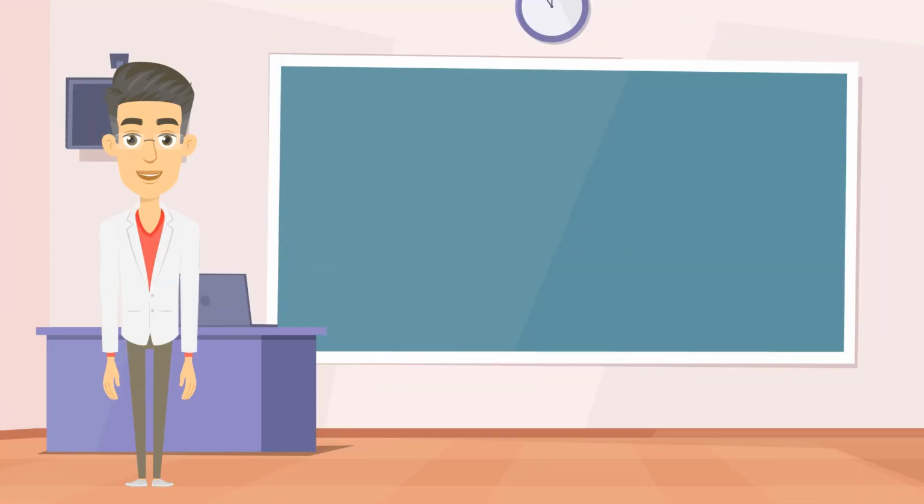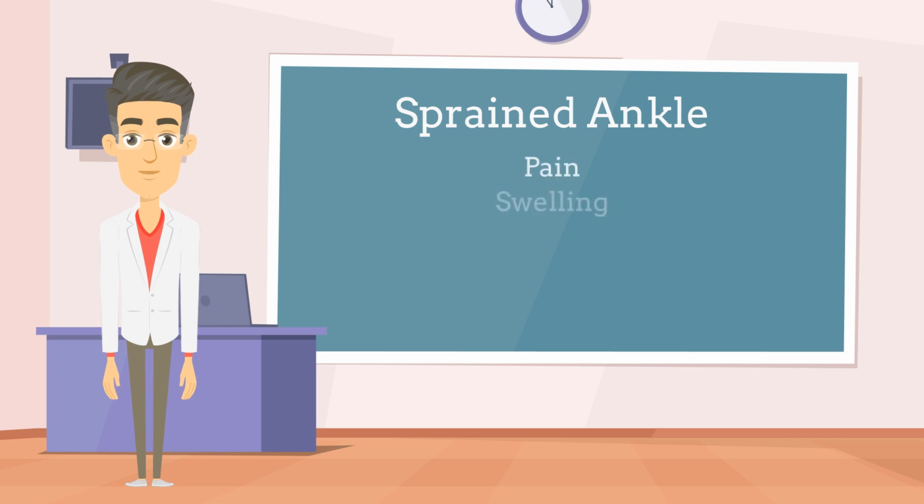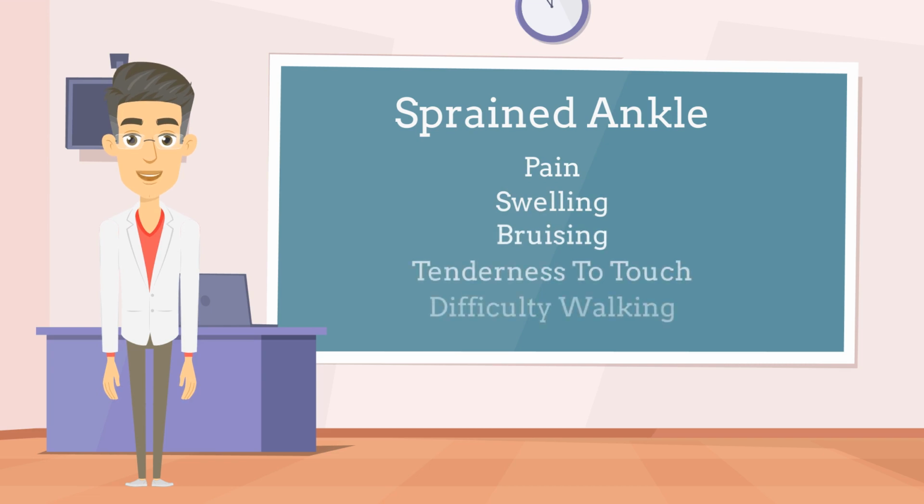A sprained ankle is a common injury in children that occurs when the ligaments surrounding the ankle joint are stretched or torn. This usually happens due to a sudden twisting or rolling motion of the foot, resulting in pain and discomfort. Symptoms of a sprained ankle in children may include immediate pain at the time of injury, swelling, bruising, tenderness to touch, difficulty walking or bearing weight on the affected ankle, and stiffness or limited range of motion.